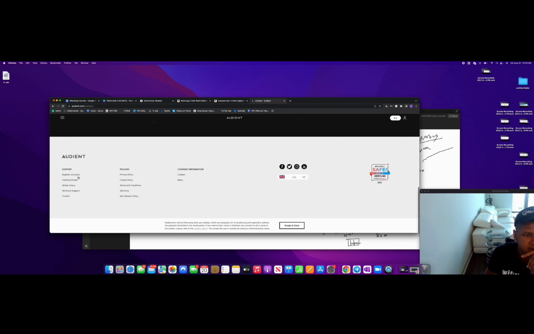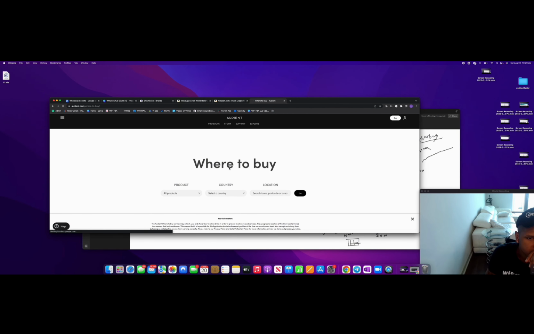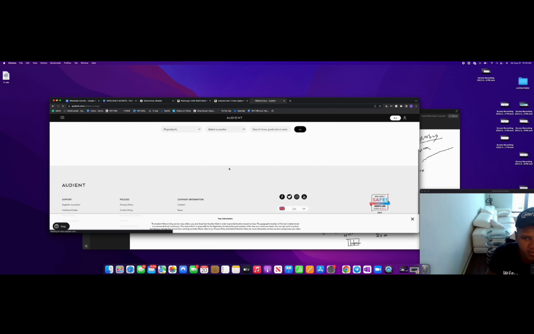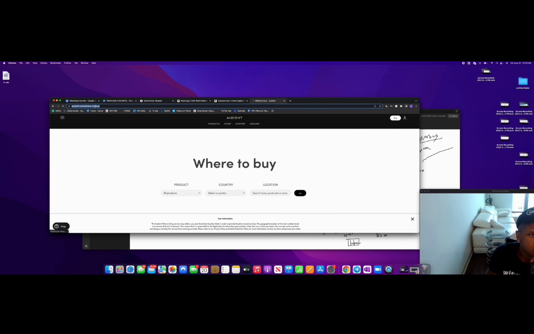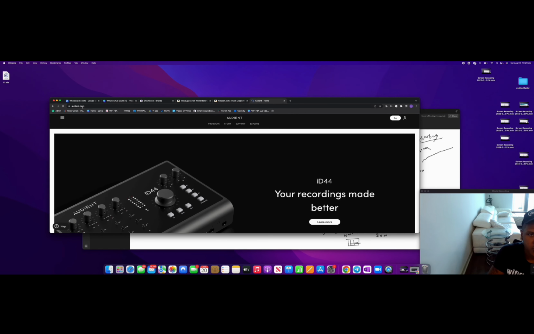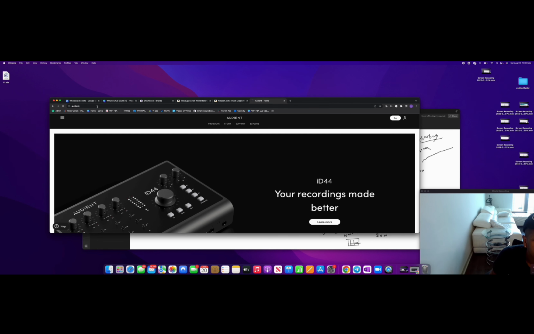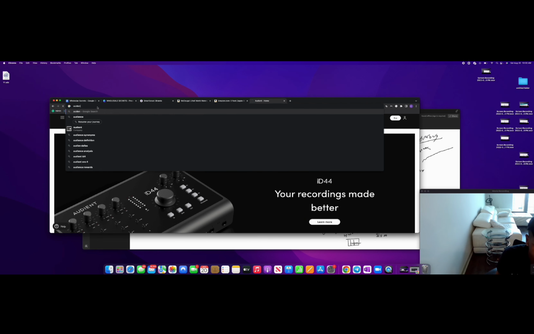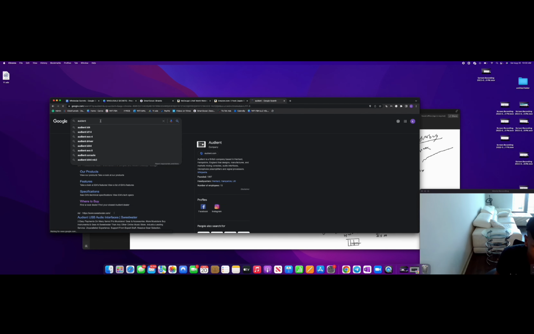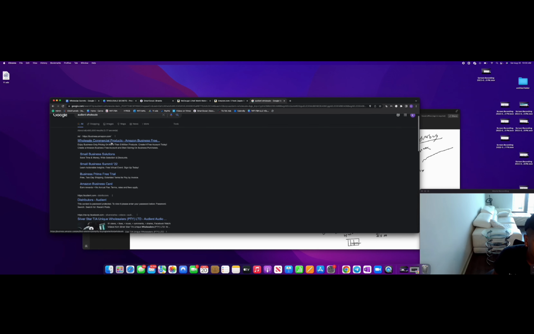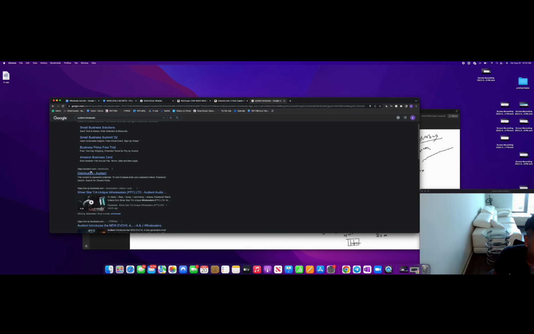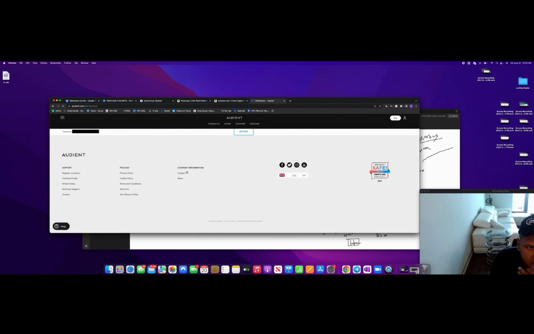Also, at the bottom, it does have where to buy. And so you can also find out where to buy. And if they say no, just say, hey, what are your authorized distributors? Right? Audience wholesale distributors. See, look right here on the website, distributors, it says it.